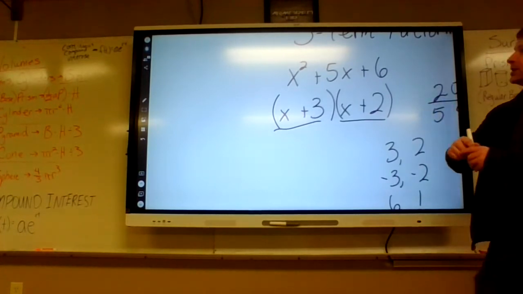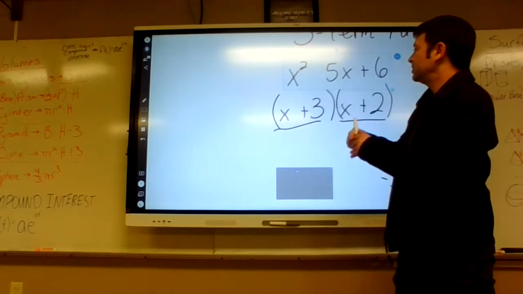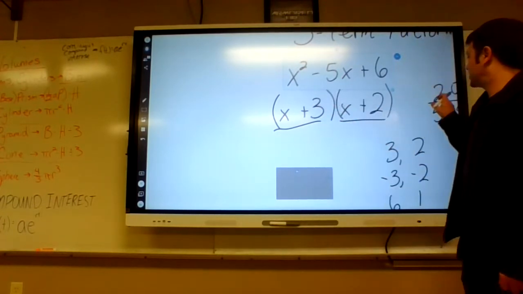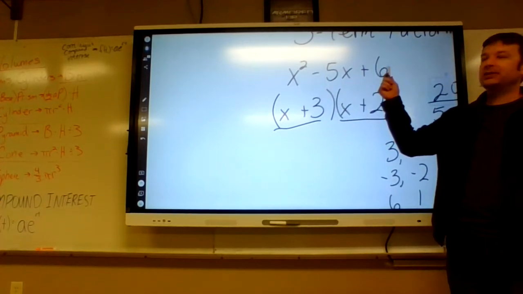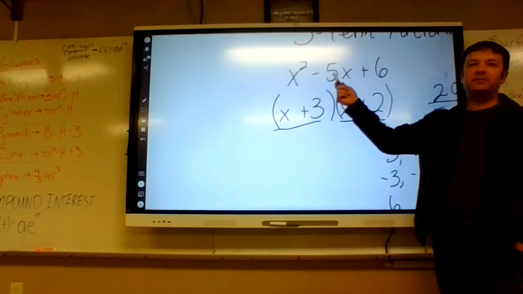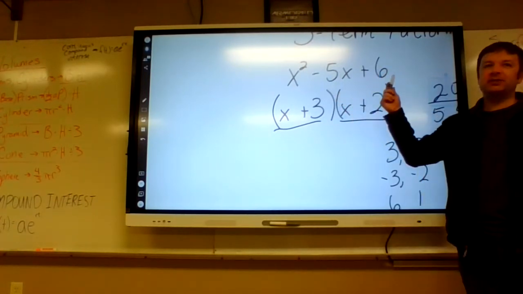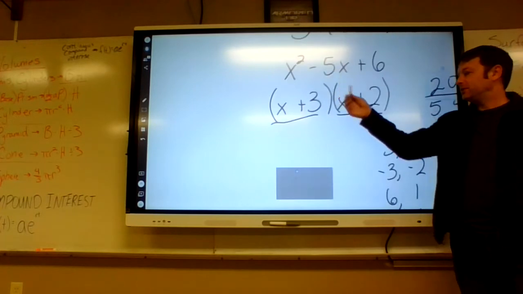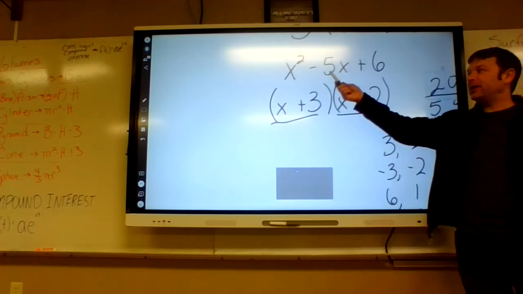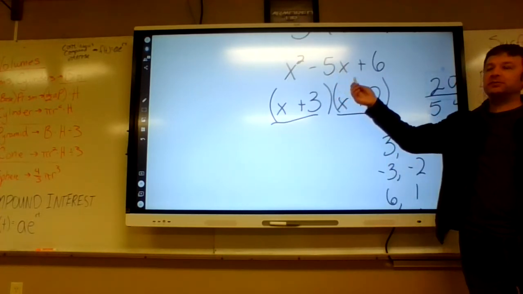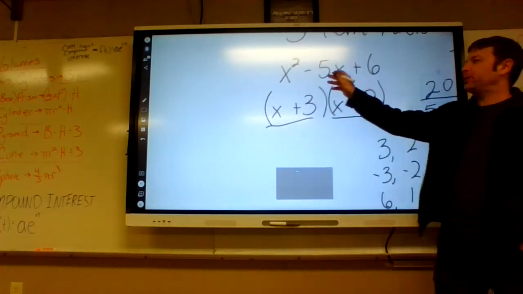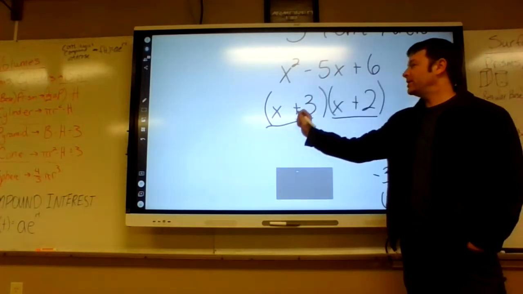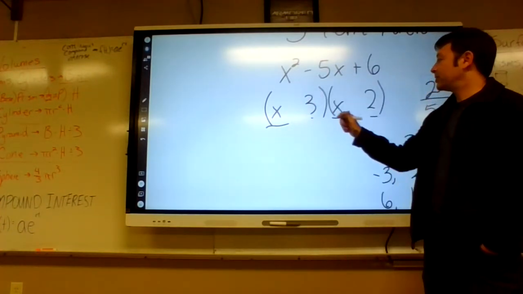Okay, but what happens if I put a minus right there? What multiplies into 6 that adds up to -5? -3 and -2. So I just changed the problem. This used to be a plus. If it's a minus, then these would both have to be negative.